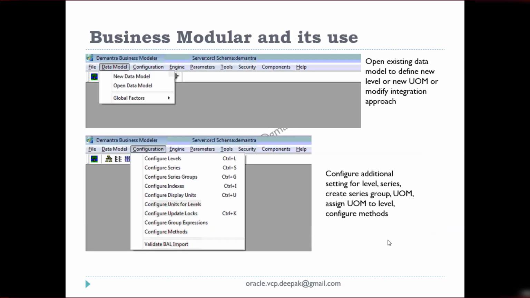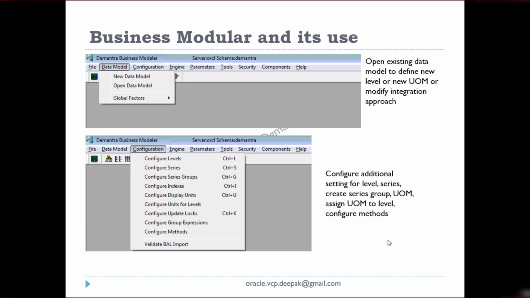Now it is all about the navigations. What are the things that we can do from this business modular? The first thing is the data model. You can define a new data model or an existing data model. We'll talk in detail about the data model after completing the rest of the other topics. We have a separate agenda for the data model, so we'll go through one by one.